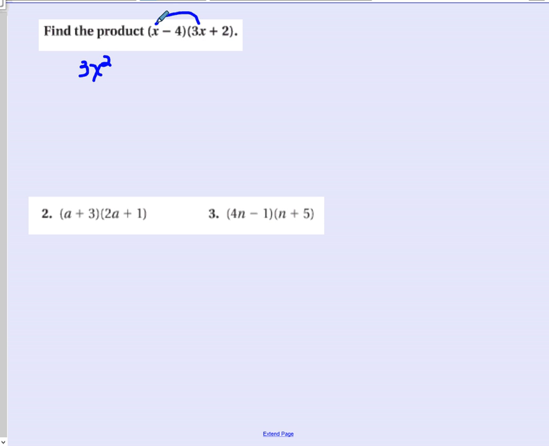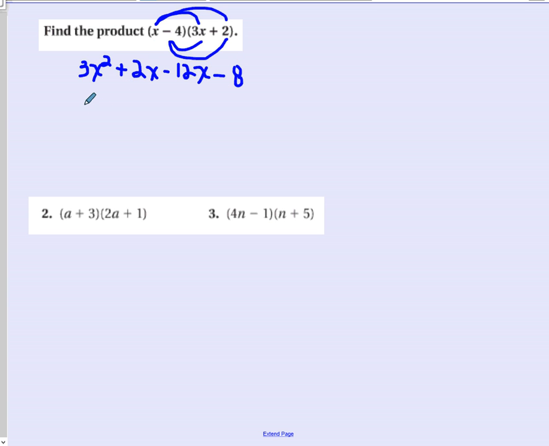My outer, so x times 2, so that'll be 2x. Then my inner terms, so negative 4 times 3x, so negative 12x. And then my last term, so negative 4 times 2, which would be negative 8.